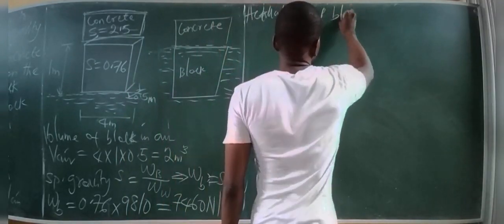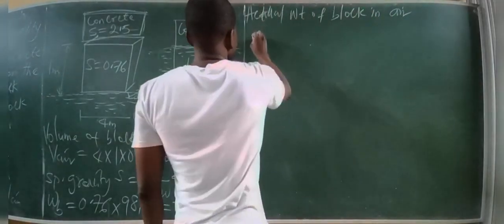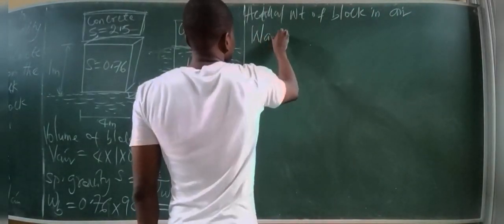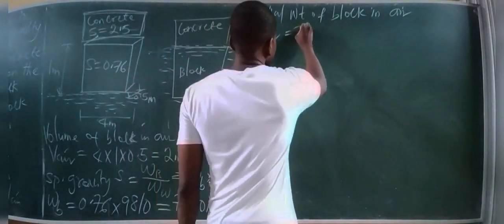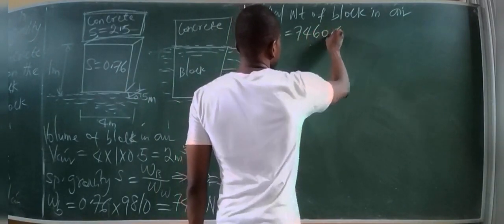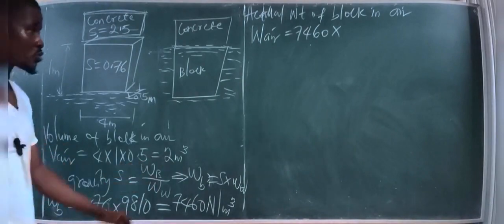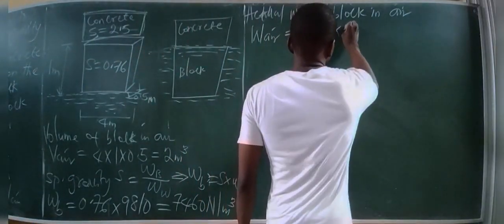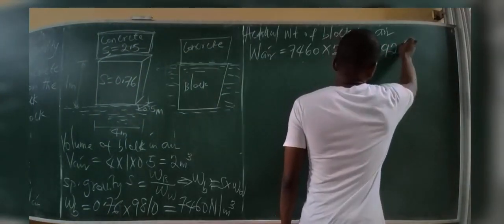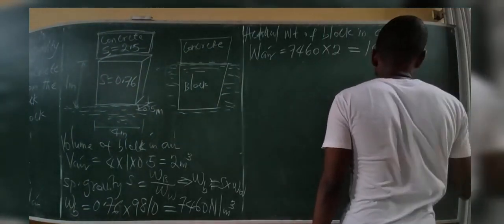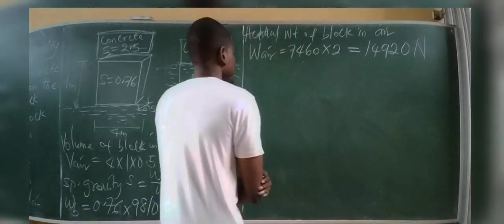actual weight of the block in air, call this W air, is now equal to, so we said the specific weight, which is 7460, multiplied by the volume of the block in air, and the volume of the block in air gave us 2 meters cubed. So multiply by 2, and this is equal to 14920 newtons. Alright, so this becomes the actual weight of the block in air.